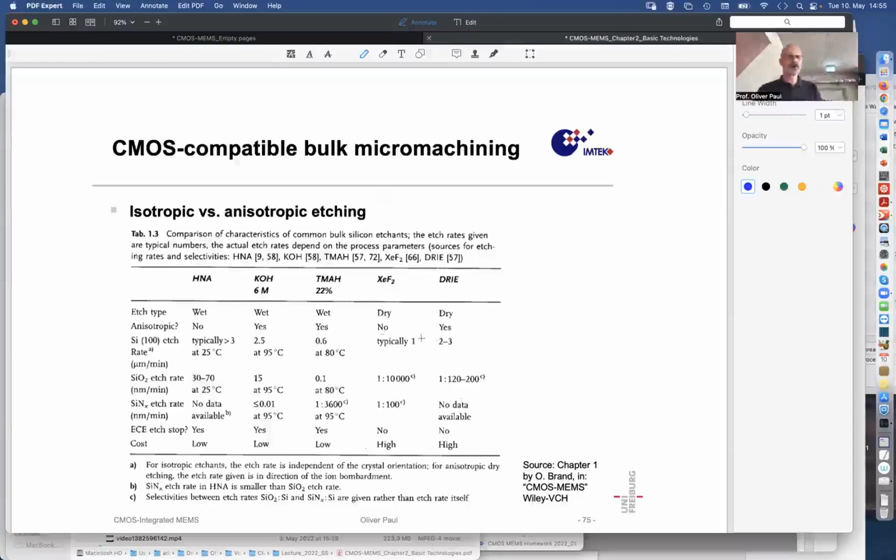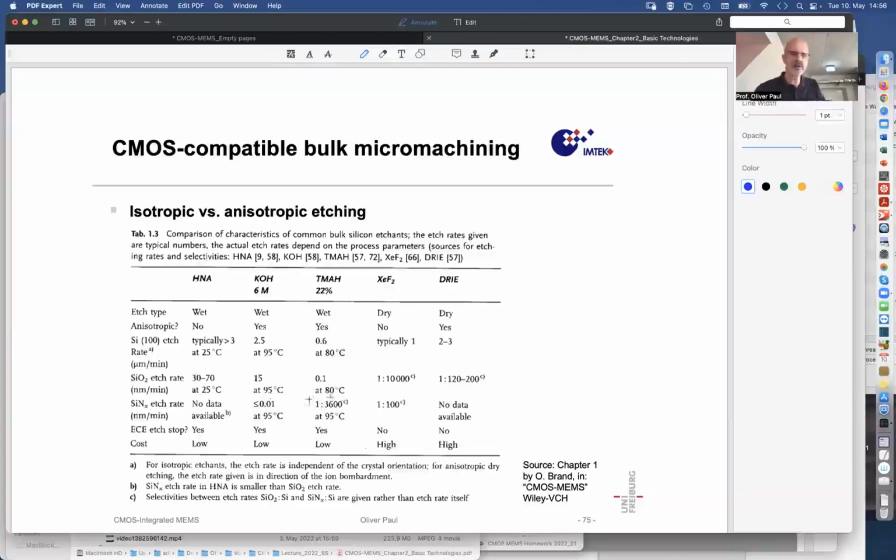And so here you have these different solutions: HNA, KOH, TMAH, xenon difluoride, deep reactive ion etching, what they are: wet, wet, dry, dry, anisotropic, no, yes, yes, etc. What their etch speed is, for instance, the etch rate of silicon 100 is micrometers per minute. How many? Well, typically more than 3, 2.5. At what temperature? At this temperature. Does it etch silicon oxide? Nanometers per minute, so the selectivity is not so good. Here the selectivity is quite good, and so on. Many things that you can read here.